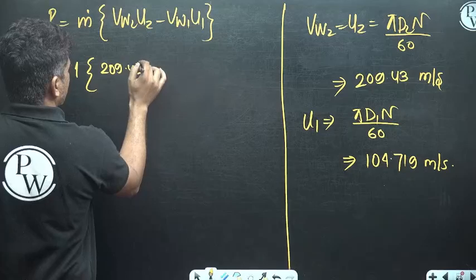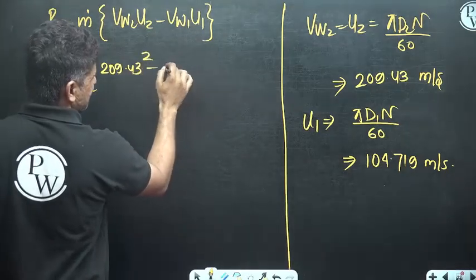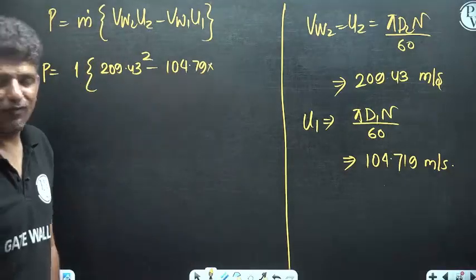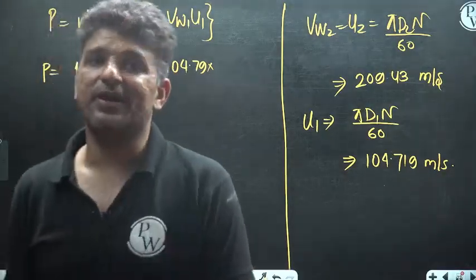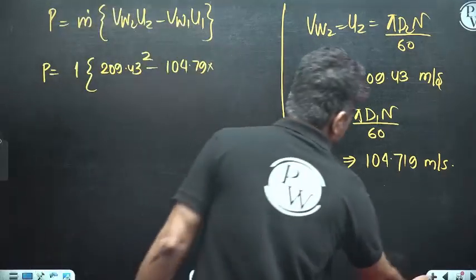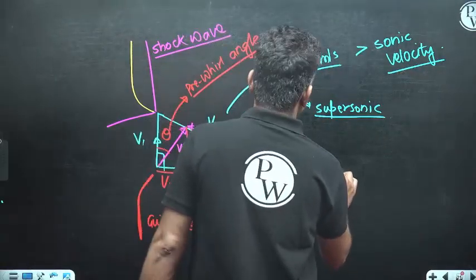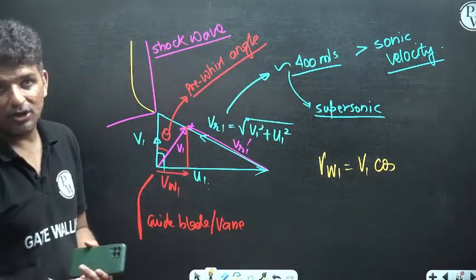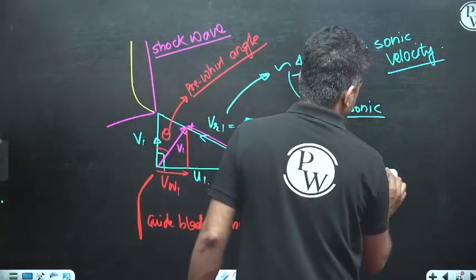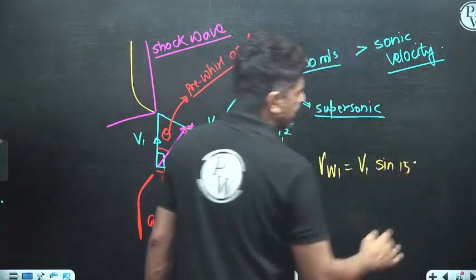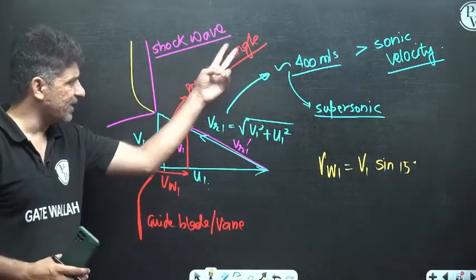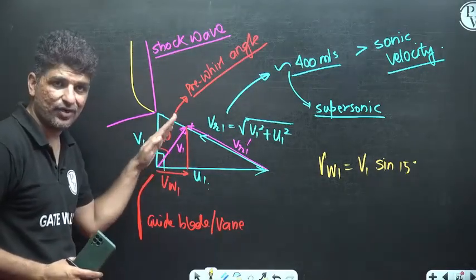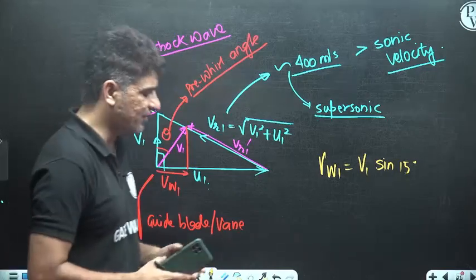So 209.43 squared minus 104.79 multiplied by VW1. What is VW1? VW1 will be equal to V1 cos 15 degree. Sorry, not cos of 15 degree, sine of 15 degree. V1 sine of 15 degree. Why sine? Because this angle is the pre-whirl, that is 15 degree. So VW1 will be a component of this. So this is 75 degree, so V1 cos 75 or V1 sine 15.